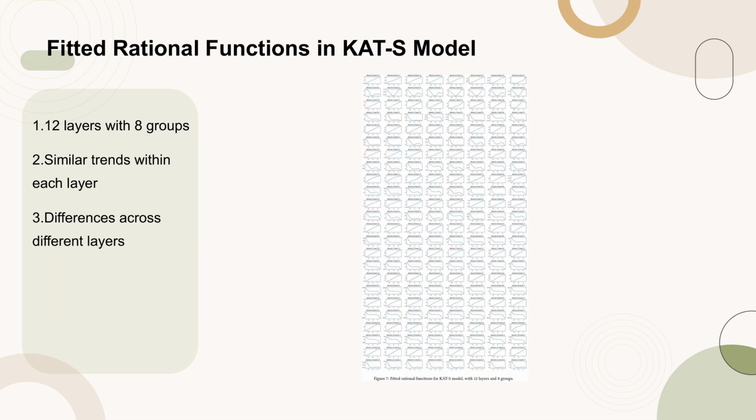Figure 7 illustrates the fitted rational functions for the KAT-S model, which consists of 12 layers and 8 groups. The visualization reveals that within each layer, the rational functions exhibit similar trends. However, the functions across different layers tend to differ from one another, highlighting the model's complexity and adaptability.